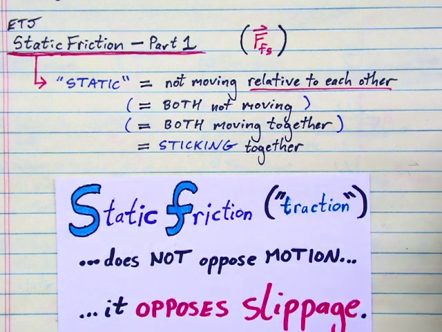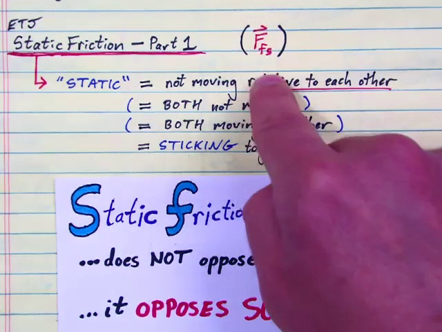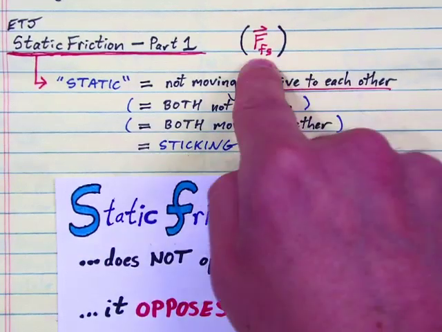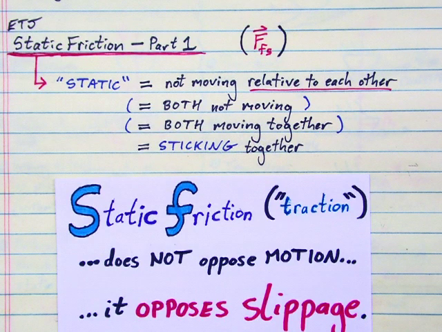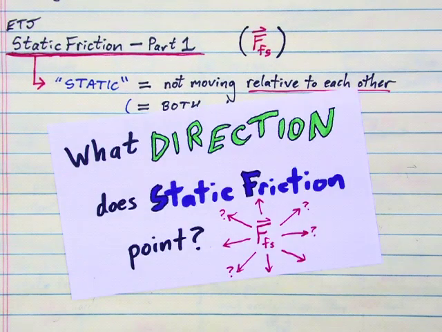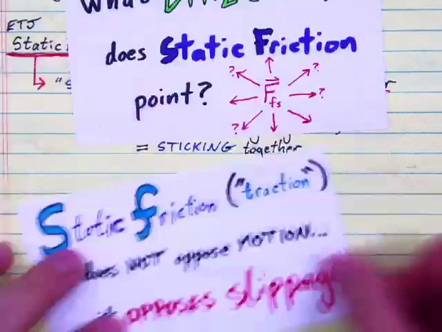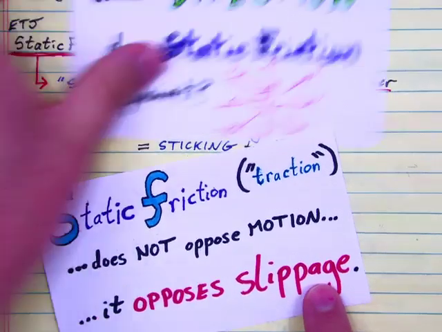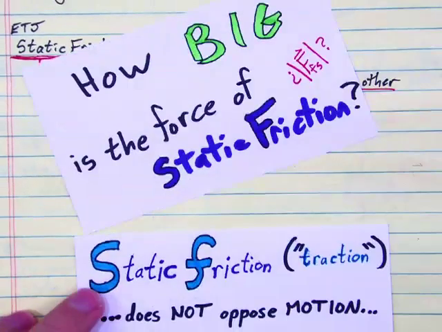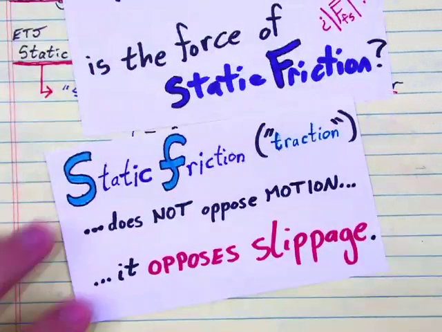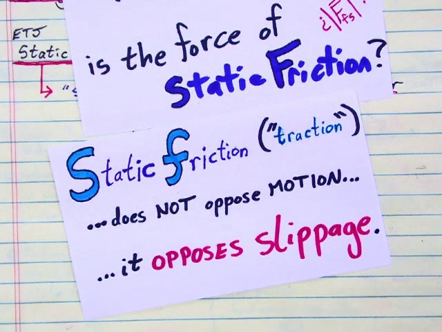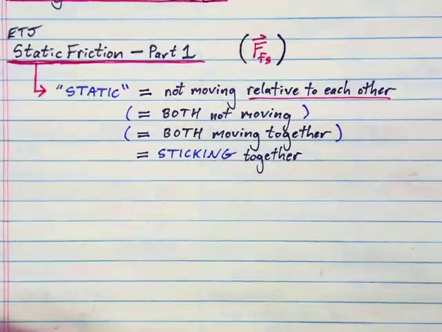We abbreviate it as an F with a lower subscript S, F_S, as in friction of the static variety. If you ask, what direction is static friction pointing in a given situation? Well, whatever direction it needs to point to oppose slippage. How big will static friction be in any given situation? Well, as big as it needs to be to oppose slippage, up to some maximum value. Let's look at a couple of example cases.